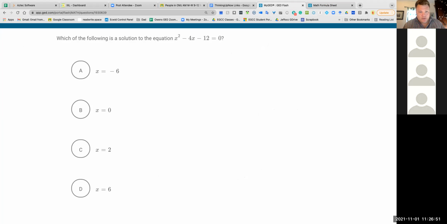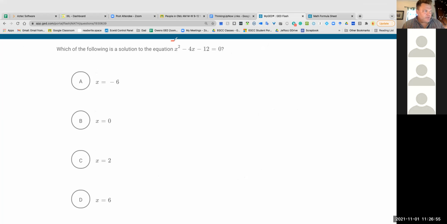Let me get my pen. Whatever number is in front of that is the A, that number is the B, that number is the C. So we would take 1, -4, and -12. That would be our A, B, and C.